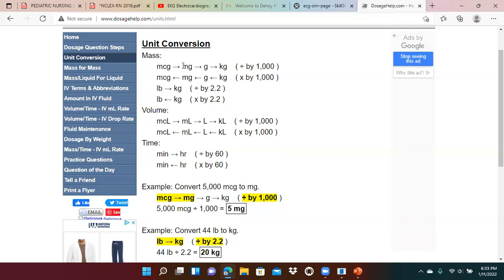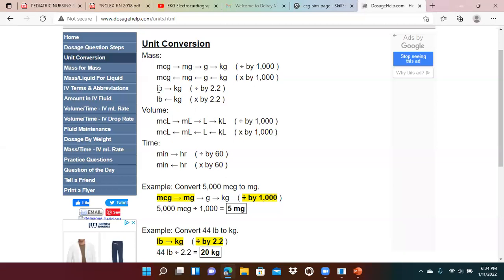So when a small unit is converted to a big unit, always divide. But if a big unit is converted to a small unit, always multiply. So if you want to convert kilogram to gram, gram to milligram, milligram to microgram, the total number is multiplied by 1000.